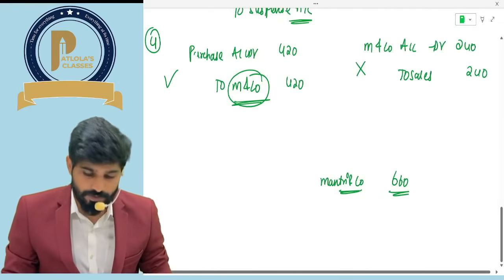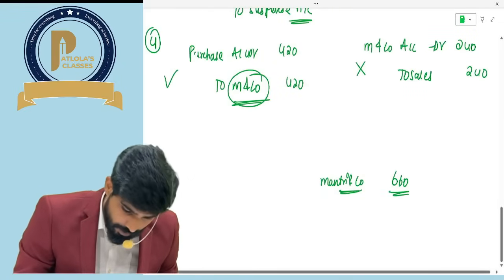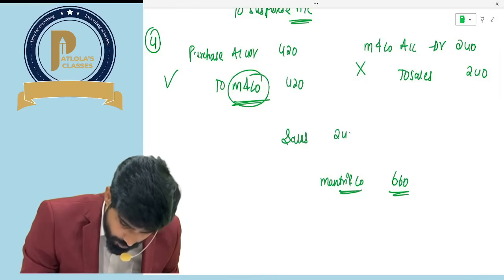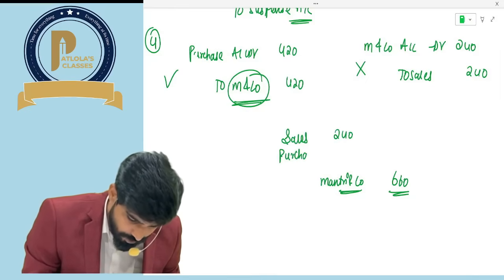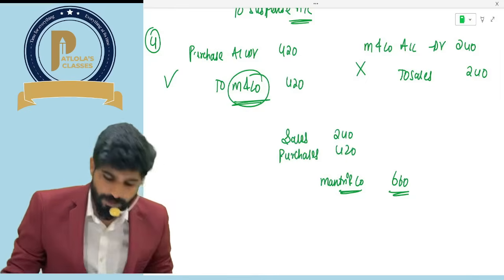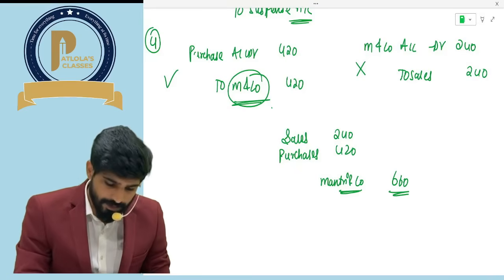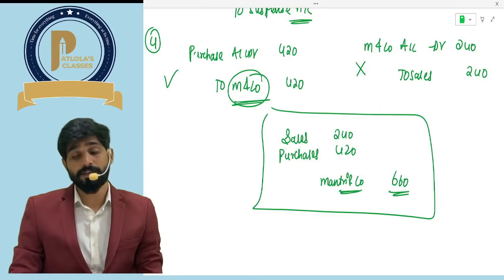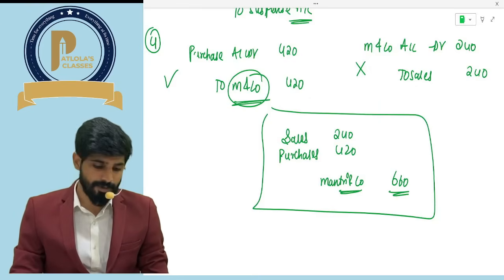Now Mantri and Co account should be credited. Which account should be debited? Sales should be cancelled, that is by mistake debited, that is 240, and purchases also should be debited by 420. Okay, this is a rectification entry for the fourth case when the errors are identified after trial balance.